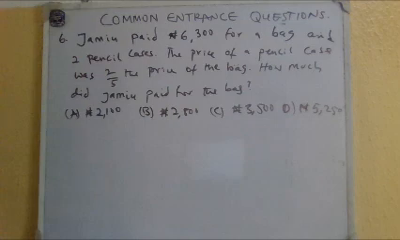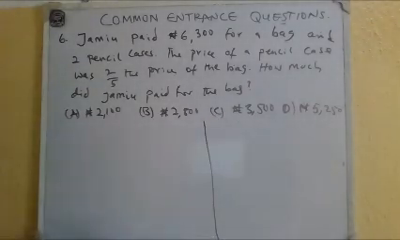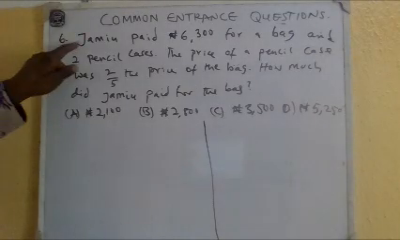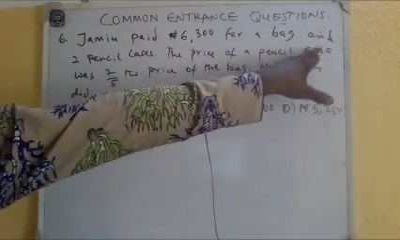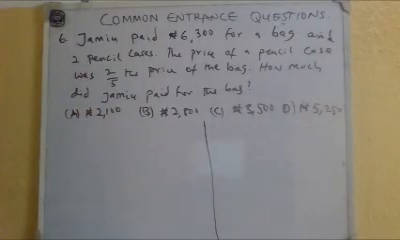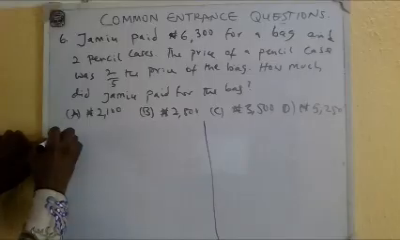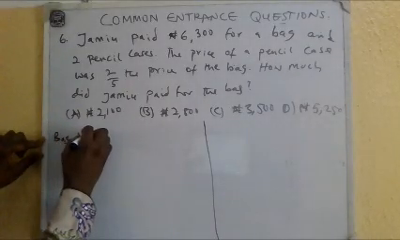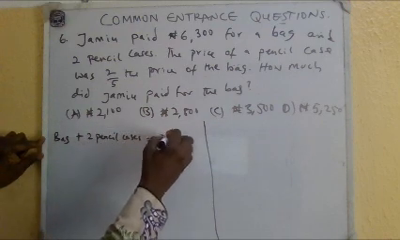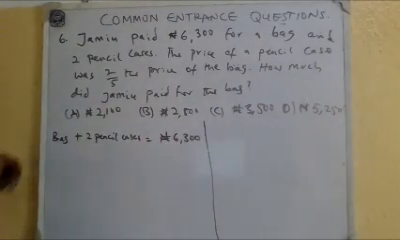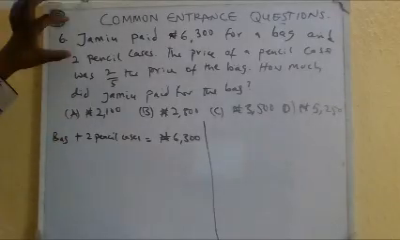So this is what you know as algebra. Don't worry, I will take it gradually. Let me just roll this line like this because I will need more space. So it says Jamiu paid 6,300 for a bag and 2 pencil cases. So bag plus 2 pencil cases is equal to, this is the total amount. That's the first statement here.